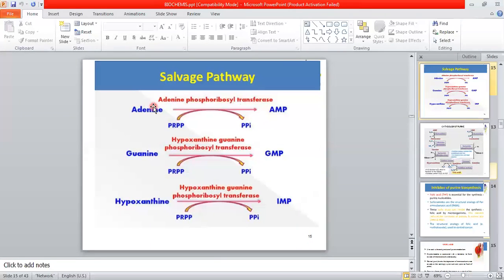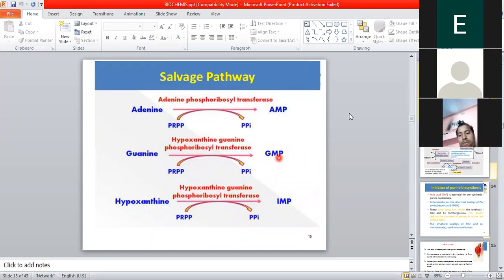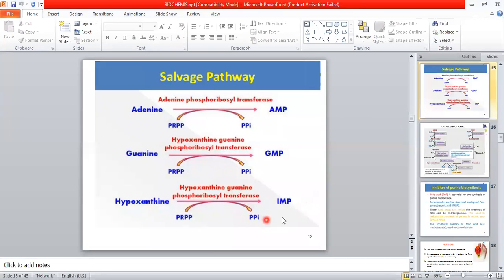Now here this is the salvage pathway. In the salvage pathway, from adenine, it will again be converted into adenosine monophosphate. From guanine, guanosine monophosphate. Okay, the next thing, from hypoxanthine, you can make IMP. Okay, so is it easy now? When you learn it, everything will be easy. Adenine to AMP, guanine to guanosine monophosphate, and hypoxanthine, yes, from hypoxanthine to IMP.